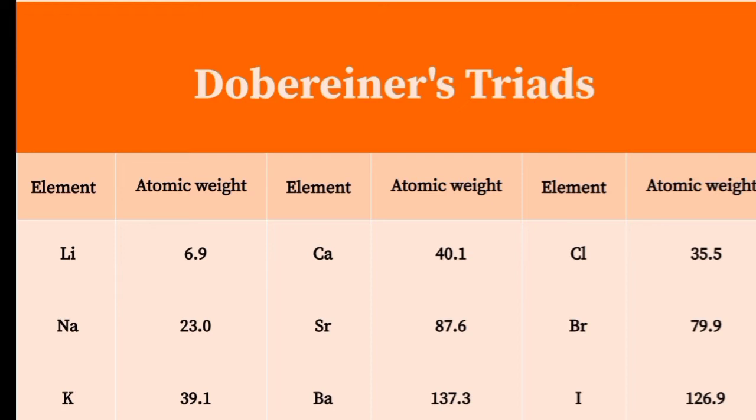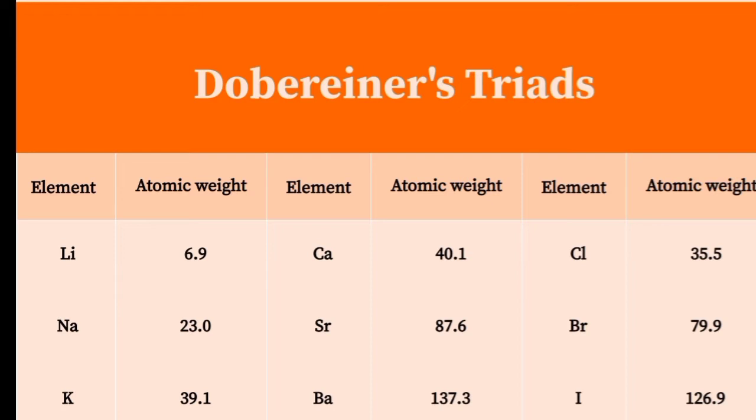Take another example of three elements showing similar properties: nitrogen, phosphorus, arsenic, with atomic masses 14, 31 and 75. Children, try to do it at home. Nitrogen's atomic mass plus arsenic's atomic mass, that is 14 plus 75, divided by 2, taking the average, gives 44.5, and that should be equal to the atomic mass of the middle element, phosphorus. Phosphorus's atomic mass is 31. That does not match the average we are getting: 44.5 is not equal to 31, and that itself was the failure of his classification.